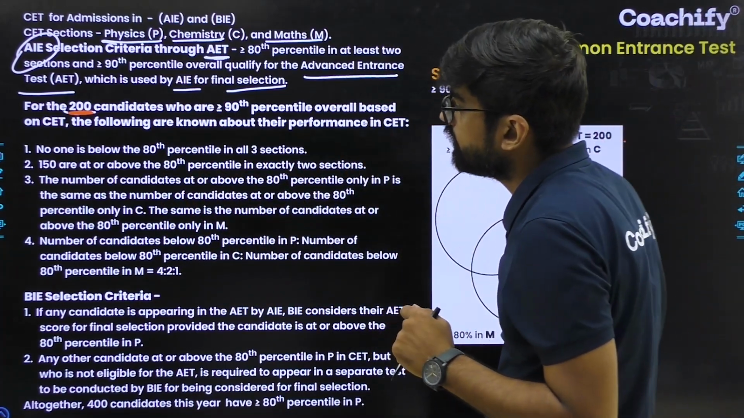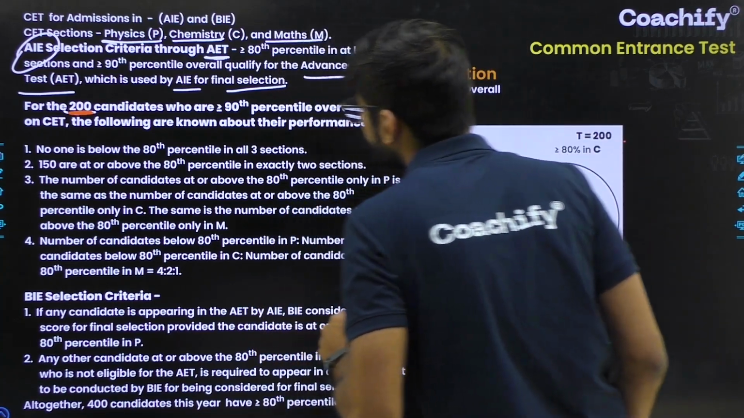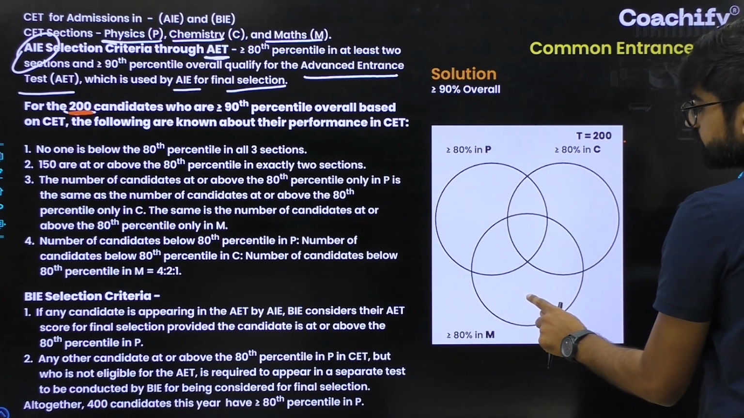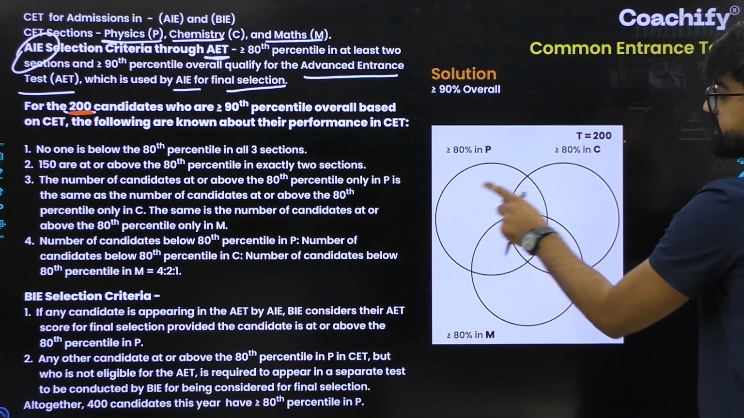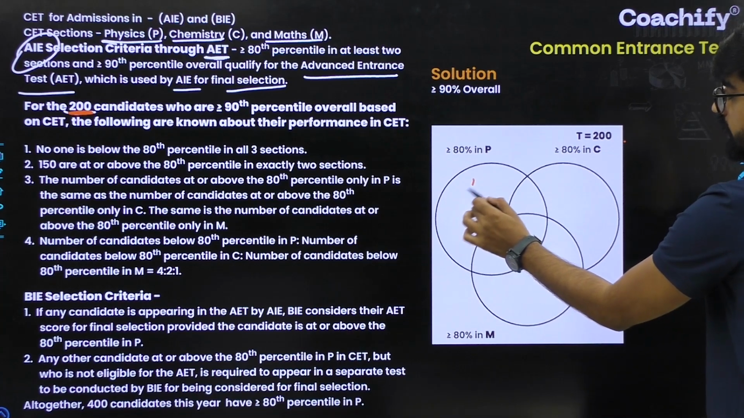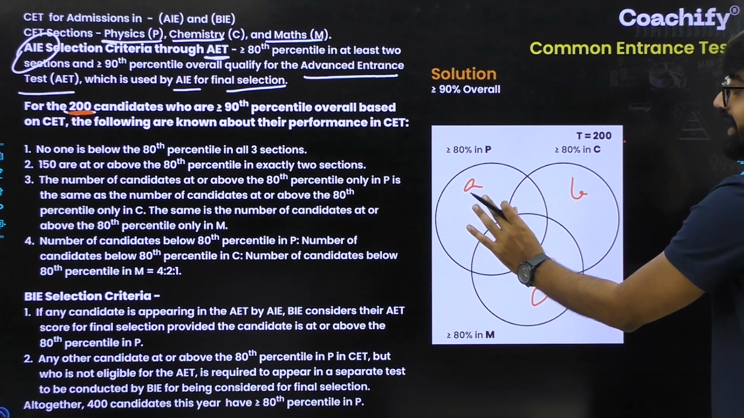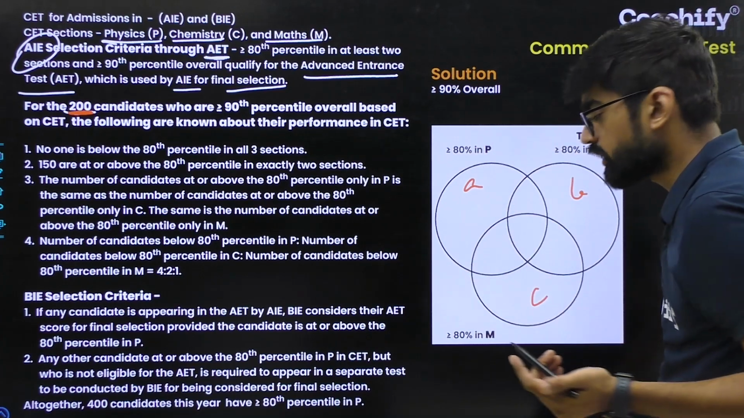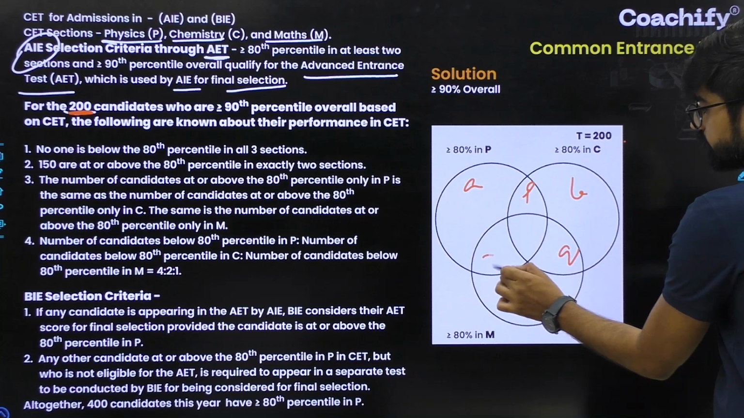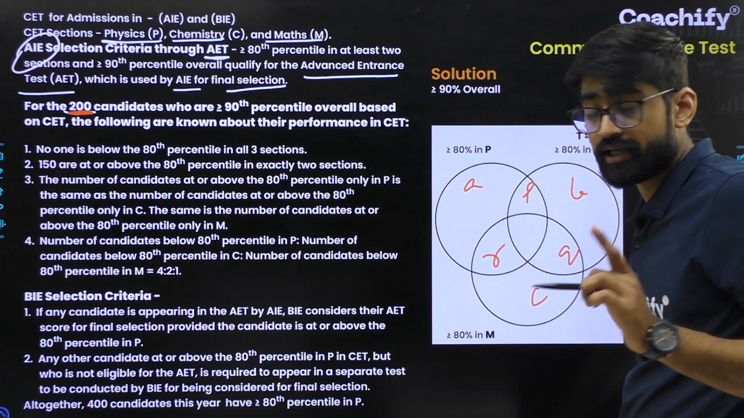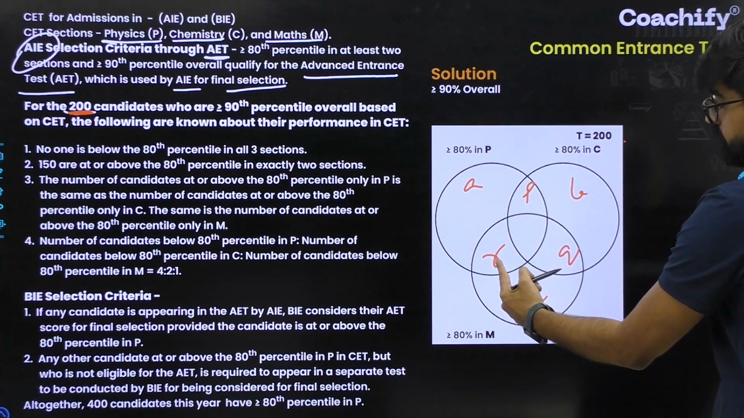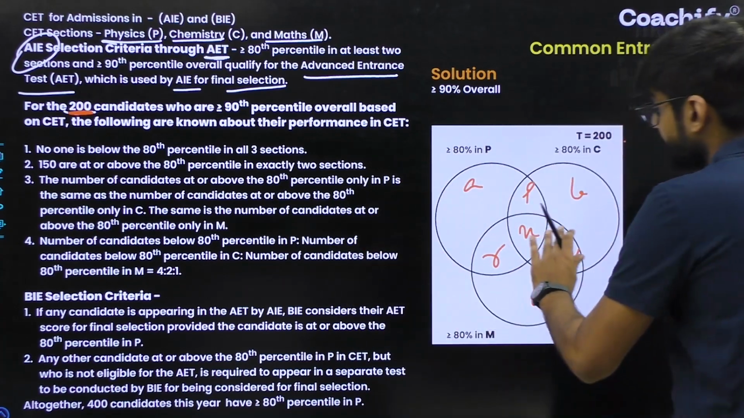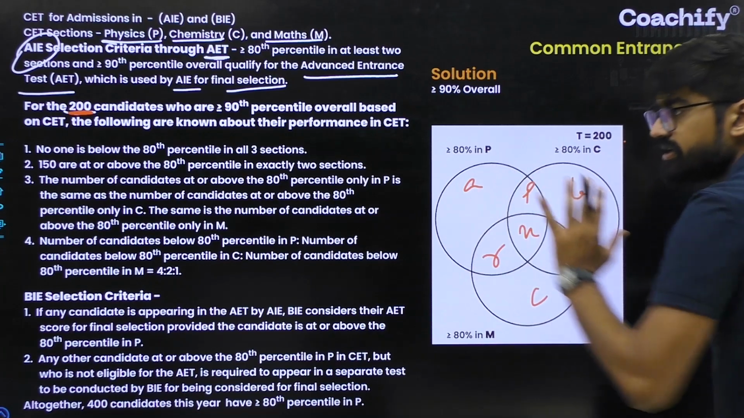Let's start solving that. So it says that no one is below 80 percentile in all three. That means the value of none is 0. So these are the candidates who are scoring at least 80 percentile in exactly one. If I talk about this one, A, B, C, these are the candidates who are scoring at least 80 percentile in exactly one section. It can be P, it can be C, or it can be M. Now, these are the candidates who are scoring at least 80 percentile in exactly two sections, right? These are the candidates who are scoring at least 80 percentile in exactly three sections, or we can say in all the three sections, right?